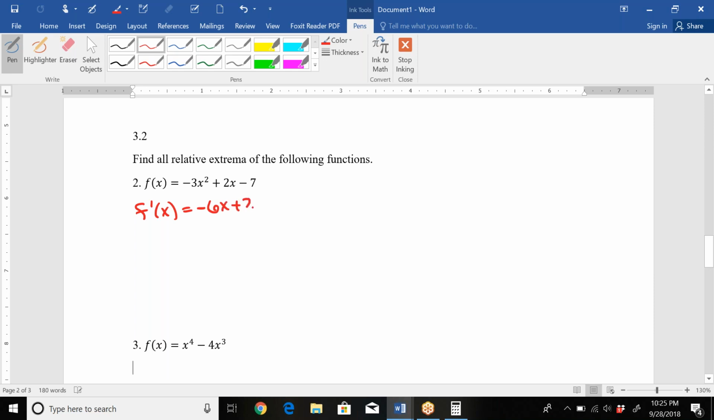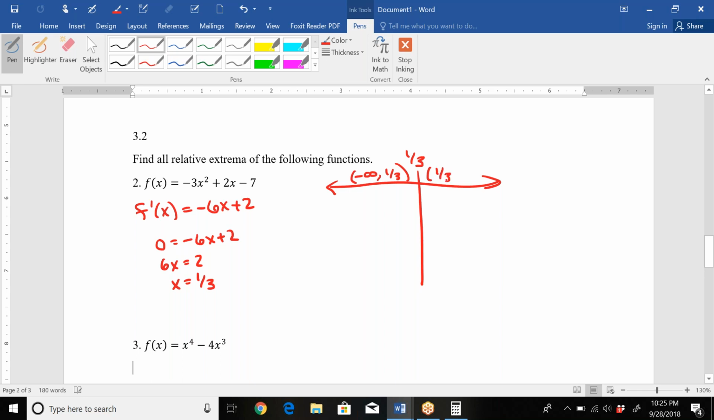negative 6x plus 2. We set it equal to 0 to find the critical values. So add 6x over, divide by 6, that's going to be 1/3. You place that on the number line, and your intervals are negative infinity to 1/3 and 1/3 to infinity. You pick a test value in each region, so I'll put 0 and maybe 1. We're going to do f prime of those numbers. If you plug in 0, you get positive 2, so that's a positive value. If you plug in 1, you get negative 6 plus 4, so that's a negative value. That tells me this is increasing and this is decreasing, which means this is a maximum.